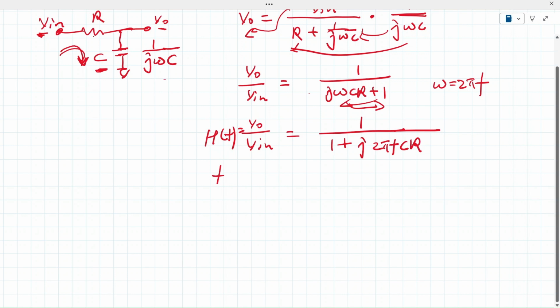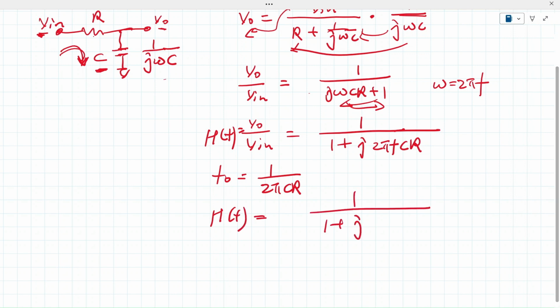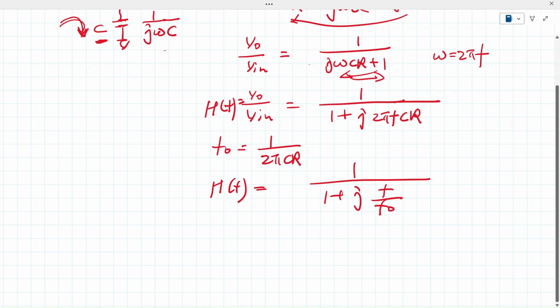If we assume f naught equals 1 over 2 pi CR, this is the cutoff frequency of the low-pass filter. What we got here is that the transfer function H(f) equals 1 over 1 plus j f divided by f naught. So basically f divided by f naught equals 2 pi f CR.